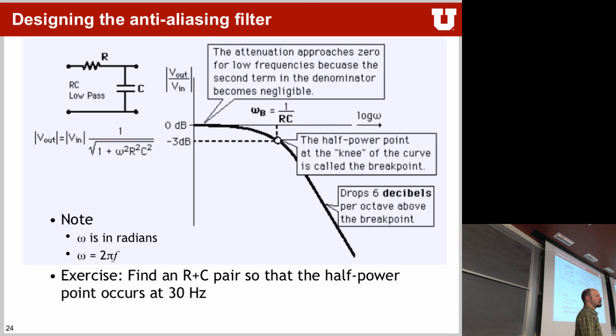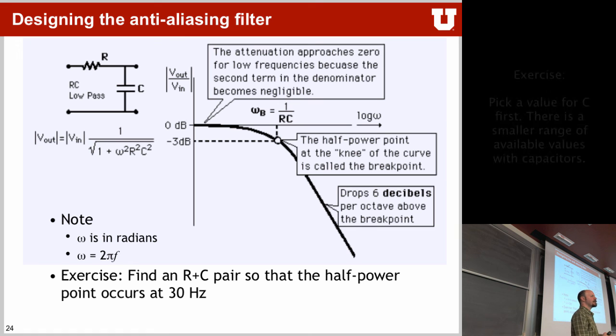Okay, how do we go about this? We have 2 unknowns, R and C. What do we do? Pick a value for one of them, exactly, then calculate the other one. So which one do you pick, the R or the C? Why would you pick the C?